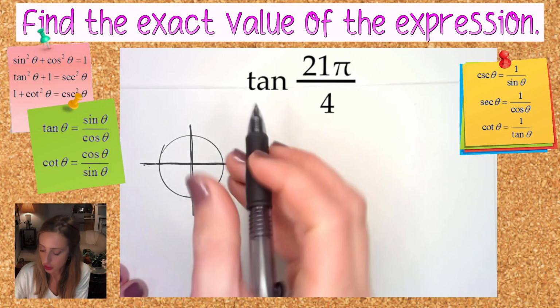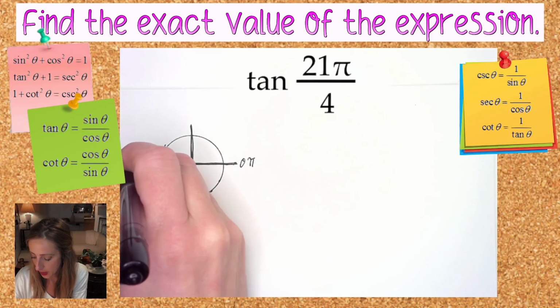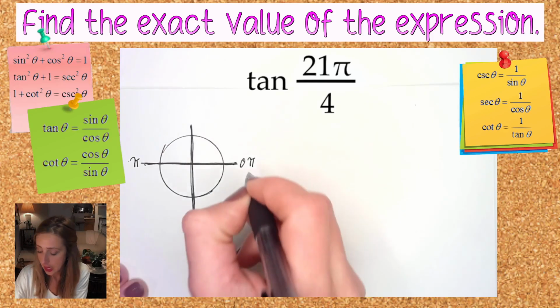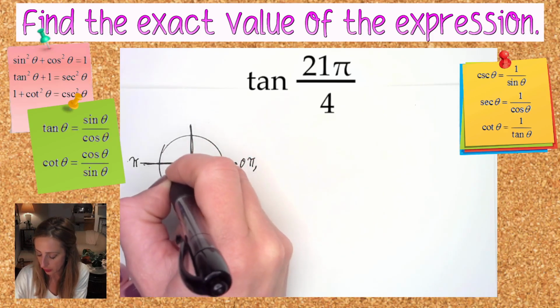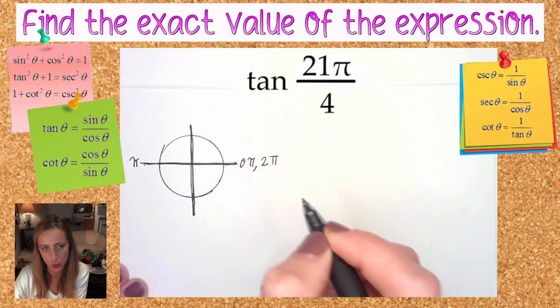Anyway, here I have the circle. I hope we all know that this spot here is 0 pi. This spot here is 1 pi, or pi. And then if I go fully around, I'm overlapping 0 pi by being at 2 pi.